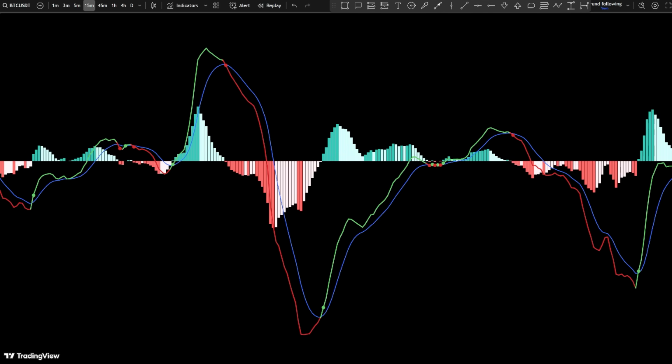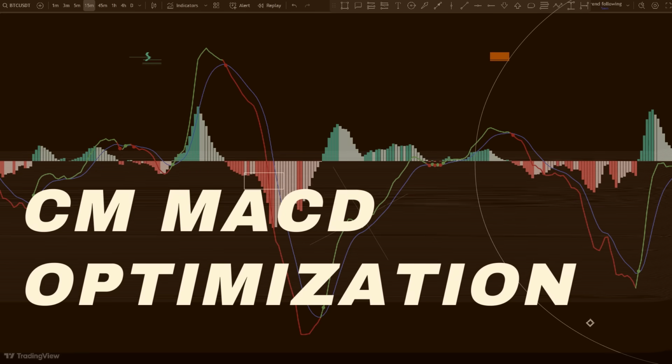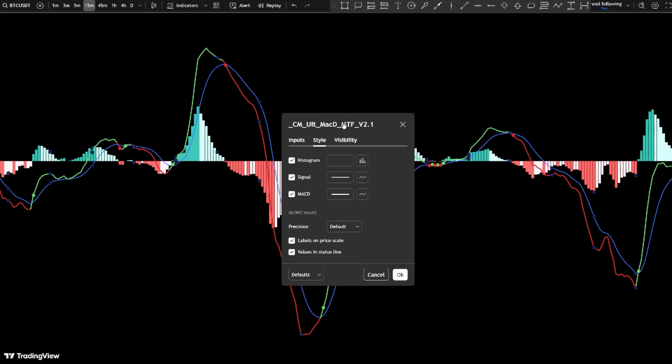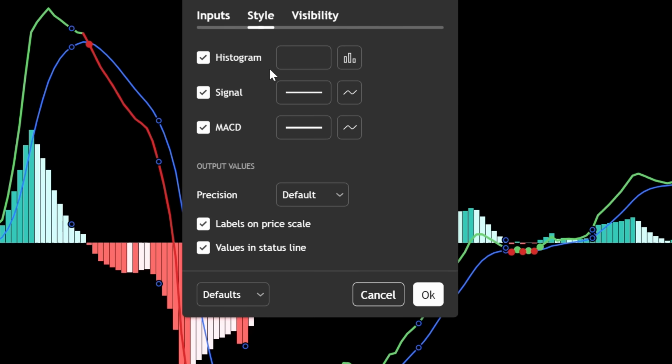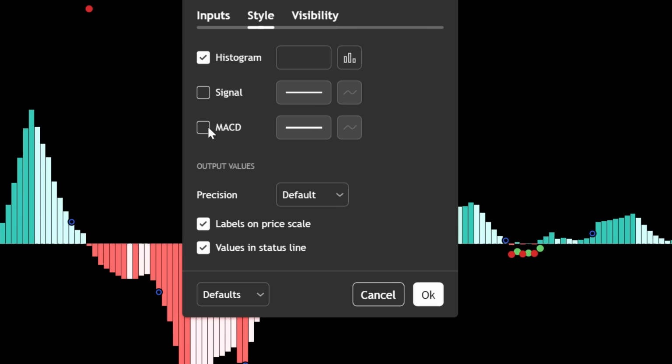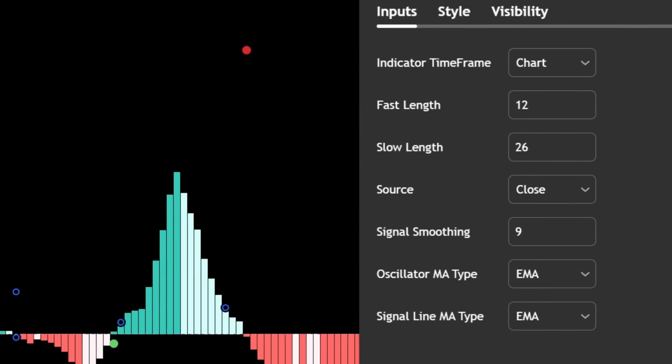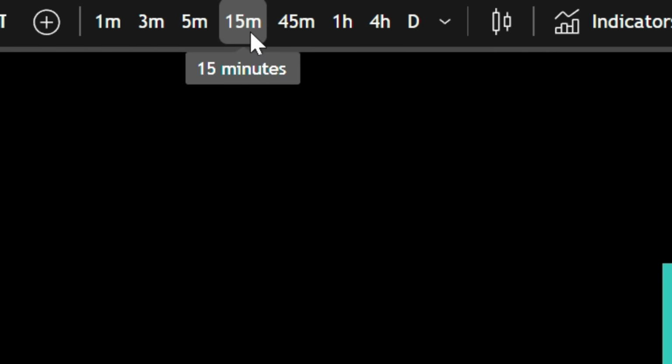To use the CMAD effectively as a confirmation tool, we need to make a few tweaks. We want it to calculate over longer periods and remove some visual clutter. So, head into the CMAD settings and the Style tab, uncheck the signal and MACD options. We only want the histogram enabled. That's all we need. Next, jump over to the inputs tab. Since we're on the 15-minute chart, we'll set the indicator to calculate using a higher time frame, like 1 hour. This helps us spot those bigger market movements.